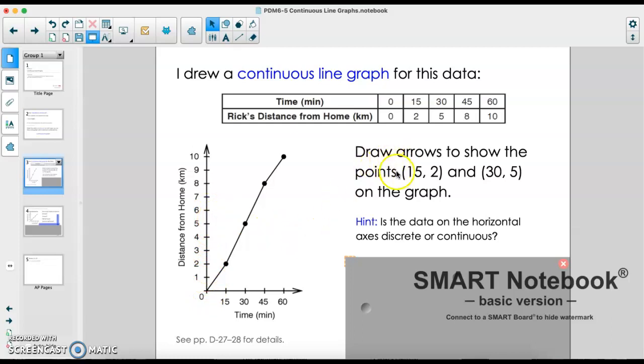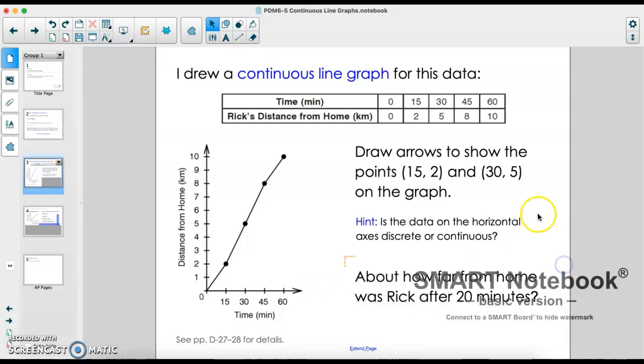It says to draw arrows to show the points 15, 2, and so that's right here. So 15 minutes into the trip, you're 2 kilometers from the house. 30 minutes into the trip, you are approximately 5 kilometers from the house. So the idea again is that the data along both axes is continuous.